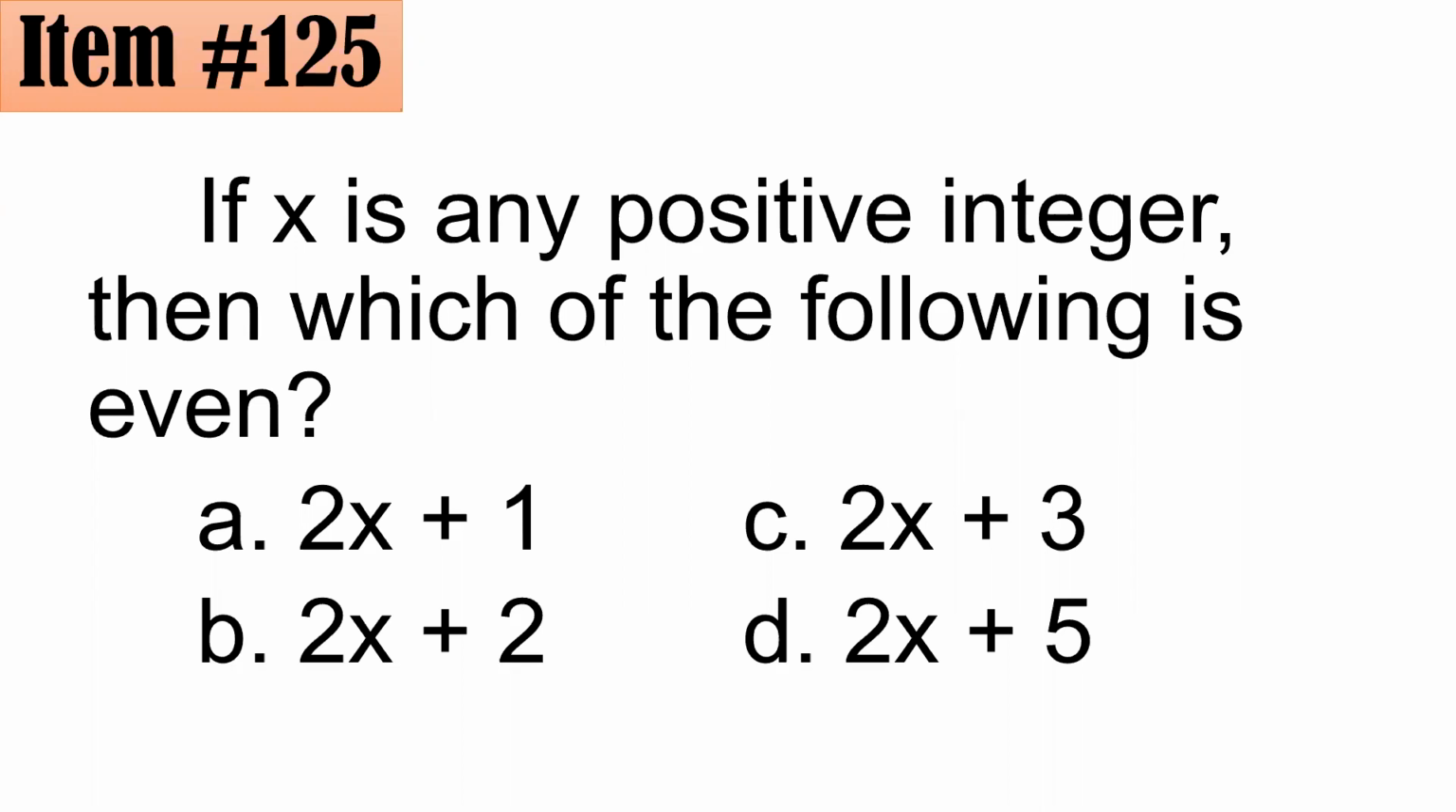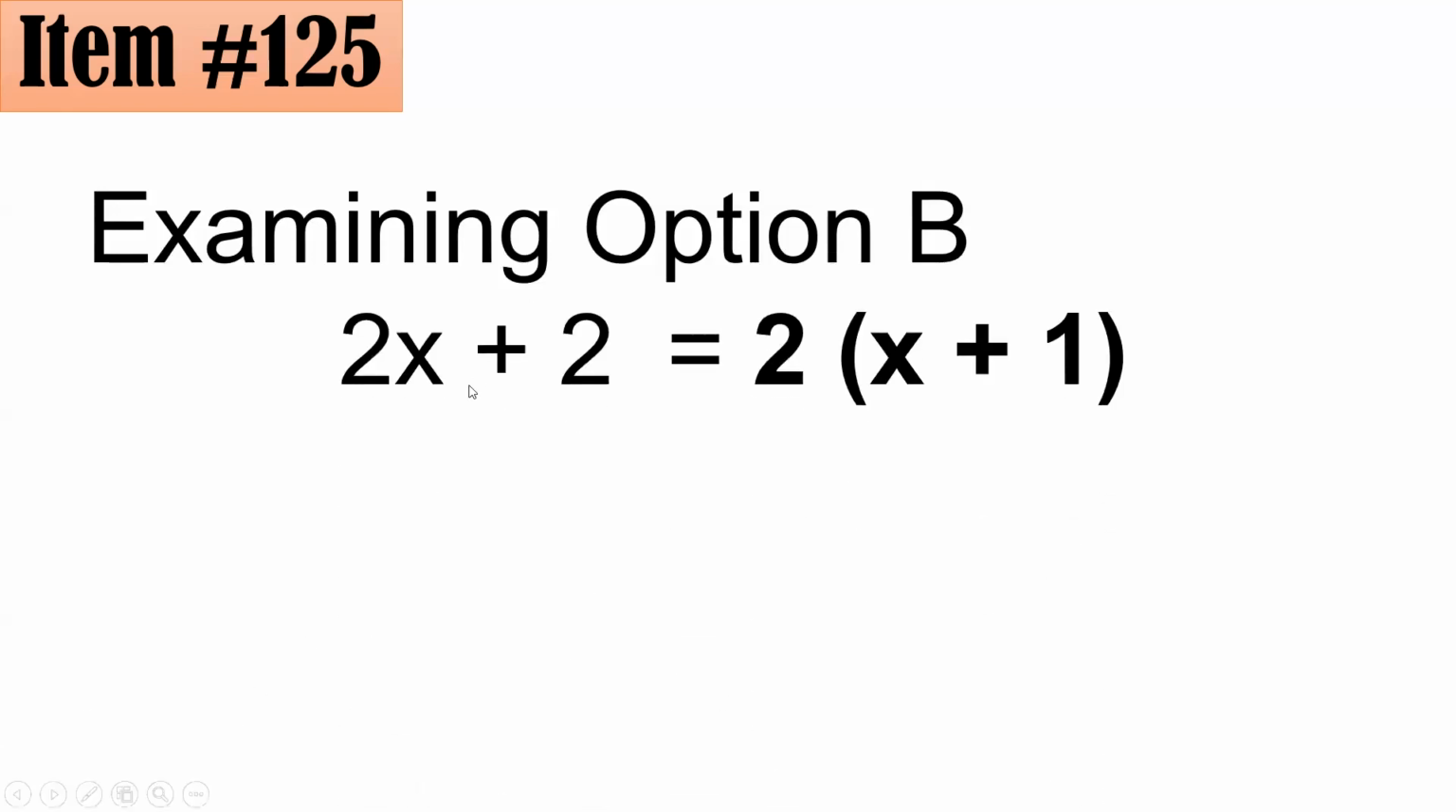But in my case, if we examine option B po, you can do trial and error, no? Diba yung 2x plus 2? You could see that 2 is the greatest common factor ng 2x at saka ng 2. That's why, by factoring out the greatest common factor, I factored out 2. 2x divided by 2 will be x. 2 divided by 2 will be plus 1. That's why 2x plus 2 is factored as 2 multiplied by the quantity x plus 1.